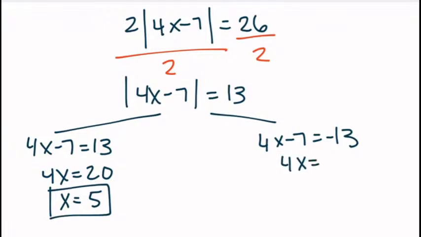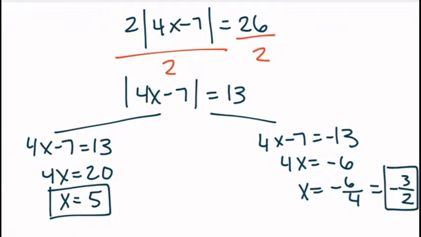Moving on to the right side, if you add 7 on both sides, you get negative 6. Then we're going to divide that by 4, negative 6 over 4, which we can simplify to negative 3 over 2, which is our second answer. So just remember to always treat the absolute value like one huge variable that you need to isolate to one side, and it will make things a lot easier.